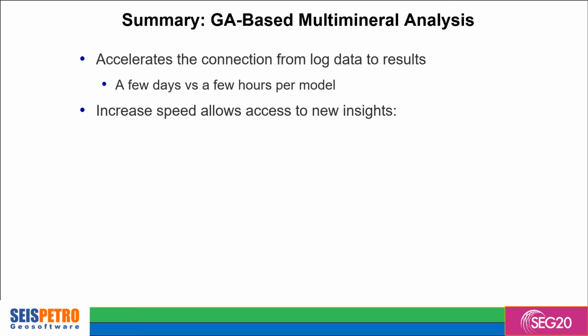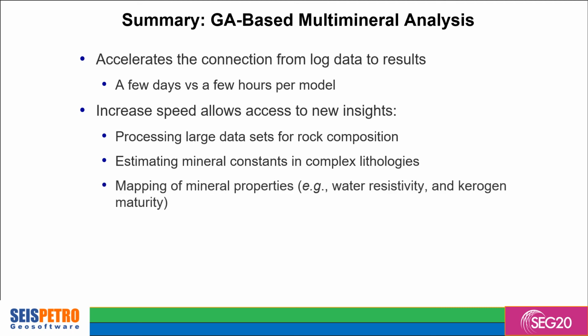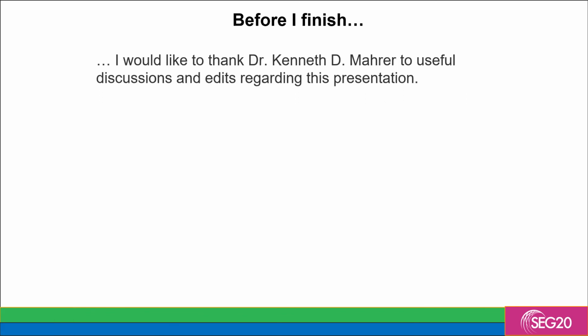And having a fast approach allows the petrophysicist to ask new questions that are extremely time-consuming or impossible to address with the standard approach, such as processing large data sets for rock composition, and we saw a couple of examples of this, estimating mineral constants in areas of complex lithologies, and mapping mineral properties such as water resistivity or kerogen maturity. And we also saw examples of this. Also, the models created by this approach can explain the input log data very closely, meaning that the results are plausible. And finally, we have to keep in mind that this approach is not a substitute for the judgment and experience of the petrophysicist. And even though it is significantly automated, it still requires independent calibration data to increase confidence in the results.